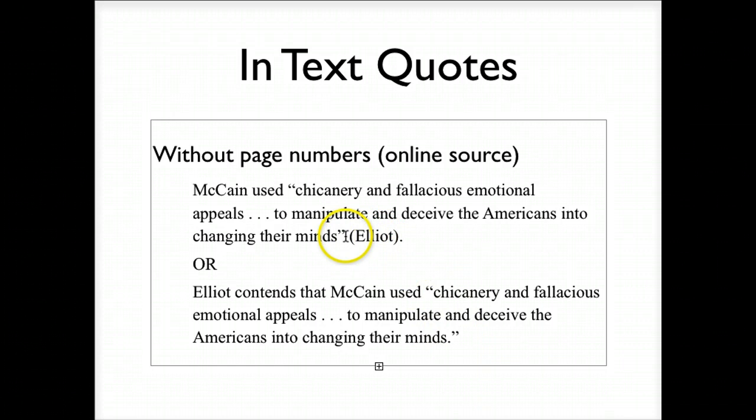Notice in this first one, where you do have the source name listed in parentheses at the end, the quotation marks end at the end of the quote, and the period goes on the outside of both the quotation marks and your citation. The way I tell other students to remember this is that the citation is part of your sentence but not part of the quote. Therefore, it needs to go outside the quotation marks but inside your sentence.